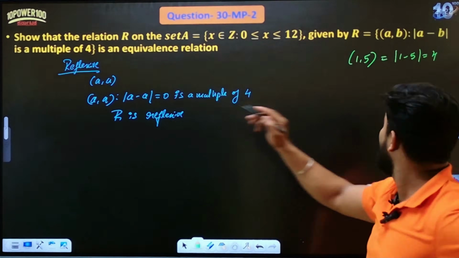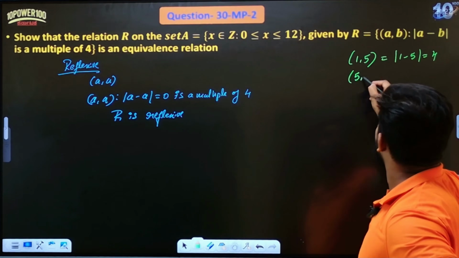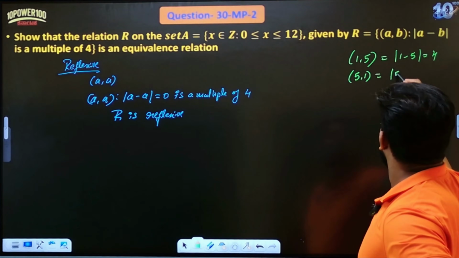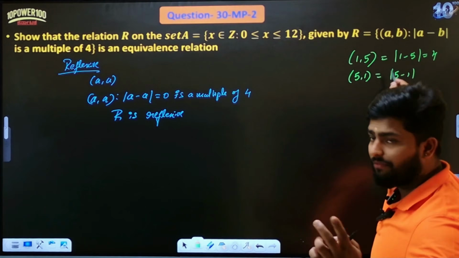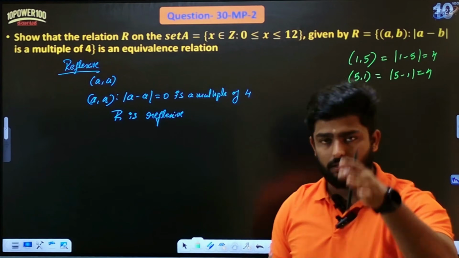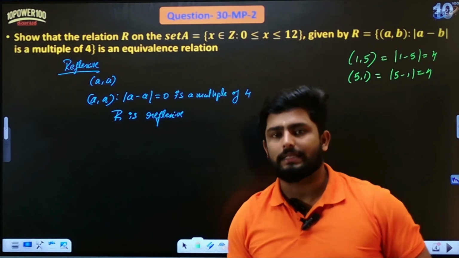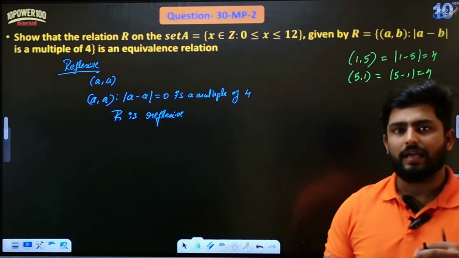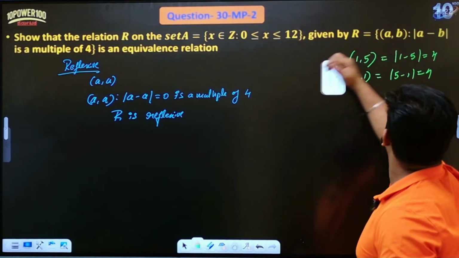We can take it like that. What about the opposite of this one? So 5,1. If I take 5,1, mod 5 minus 1. Since we have mod, it becomes 4 only, correct? So this also comes. So whatever ordered pair is there, if A, B is there, its opposite also exists. So we can say that it is symmetric, correct?